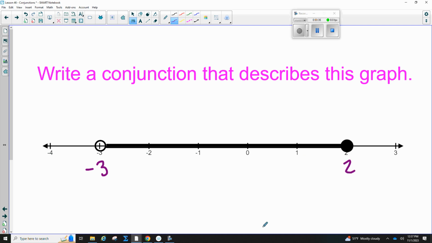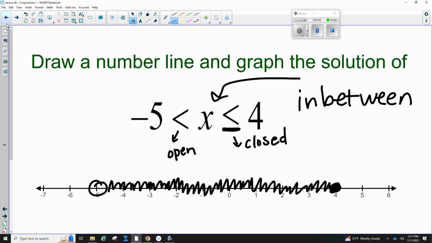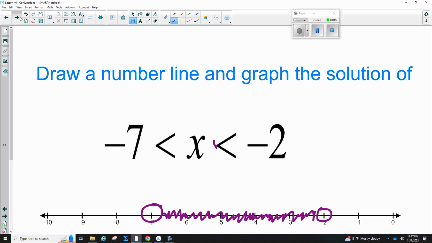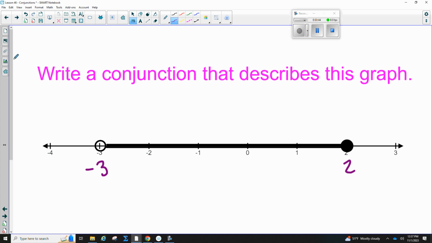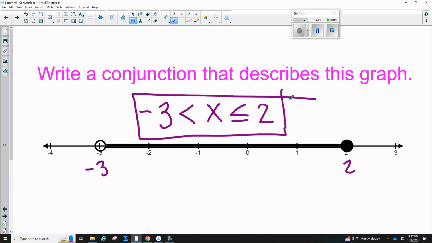What symbols were used on every single one of these? Yes, they are always going to be less thans when you write these, okay? Always. So you always want to do your smaller number first, and then less than X. Should I put a line underneath? No, because it's open. And then this one would be less than or equal to 2. Always less than signs, okay? This says X is less than 2, but bigger than negative 3, or it's in between those two numbers, okay?